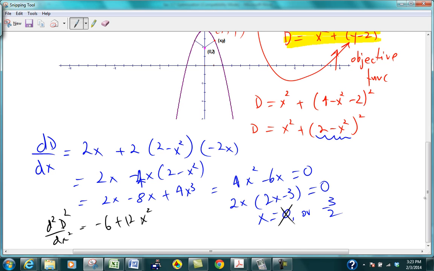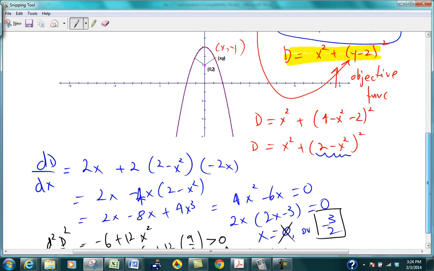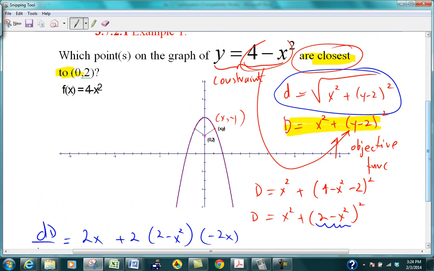And x equals 0 doesn't work, just like I told you earlier. However, if I put x equals 3 over 2, this becomes negative 6 plus 12 times 9 over 4, which is positive, giving me a cup, which gives me a minimum. So I know my x value is going to be 3 over 2. To get my y value, I put 3 over 2 into the constraint. So y equals 4 minus 9 over 4, which is 7 over 4.